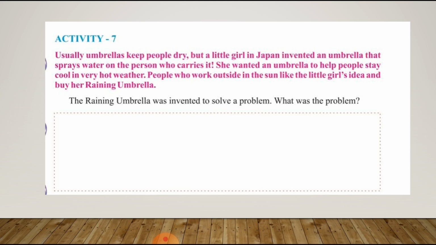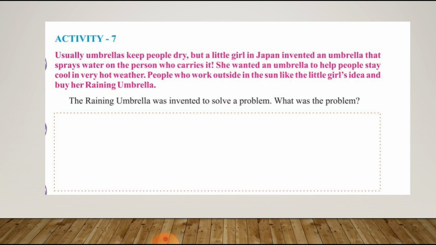The raining umbrella was invented to solve a problem. And what was that problem? When there is extreme heat, many people face problems ranging from heat stroke and heat exhaustion to other types of heat illness, and these are common occurrences because of hot weather. To solve this problem, we have to save ourselves from the direct heat that comes from the sun.